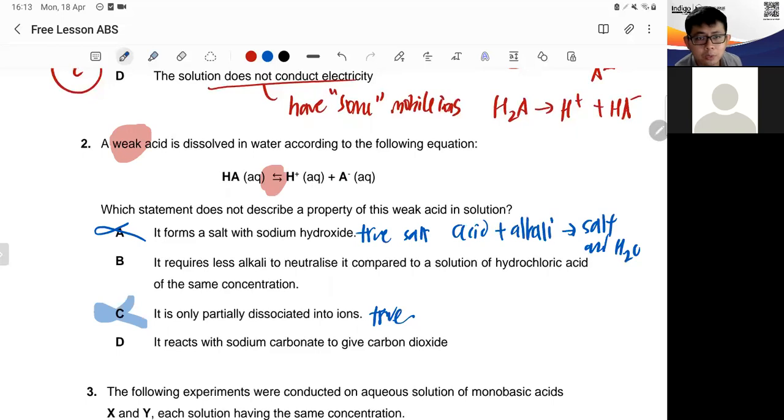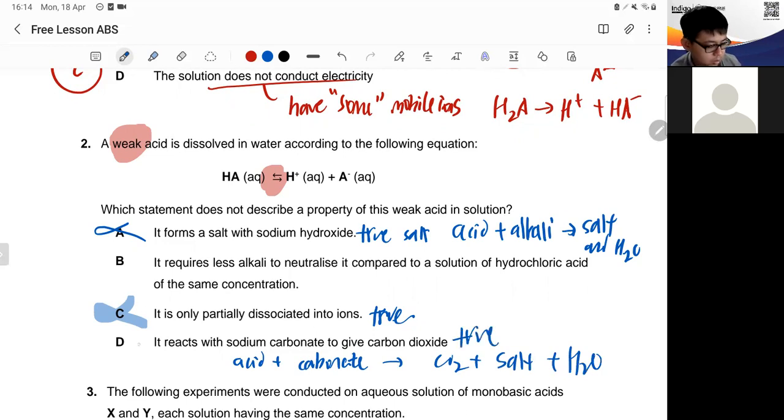It reacts with sodium carbonate to give carbon dioxide. If you learned acids and bases already, and this is a revision for you, you definitely know that this is true, because acids plus carbonate must give you CO2, salt, and water. It's a must, so this is a true statement as well. That's not my answer.